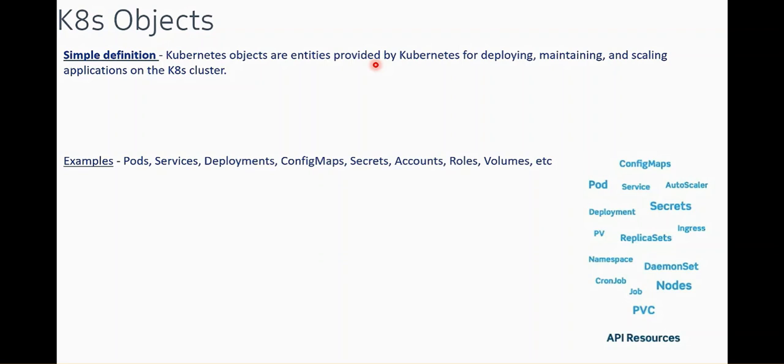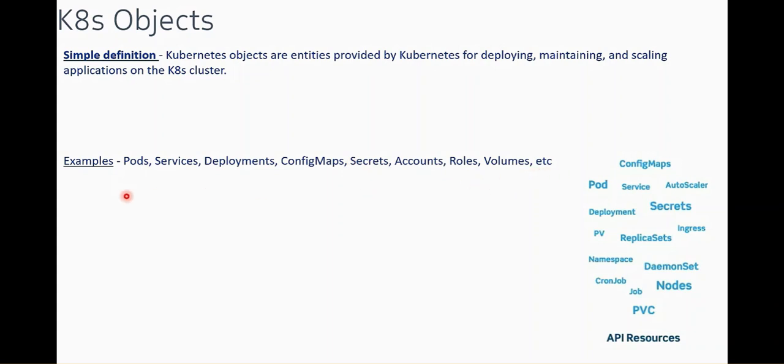So what are the examples? These are the examples of objects. A pod, service, deployment, a config map, a secret, an account, a role, a volume, all these things are objects for Kubernetes. That's why I said in the beginning that anything that you create as a part of your application is an object for Kubernetes. So when you create a whole application, you basically create a combination of these objects.